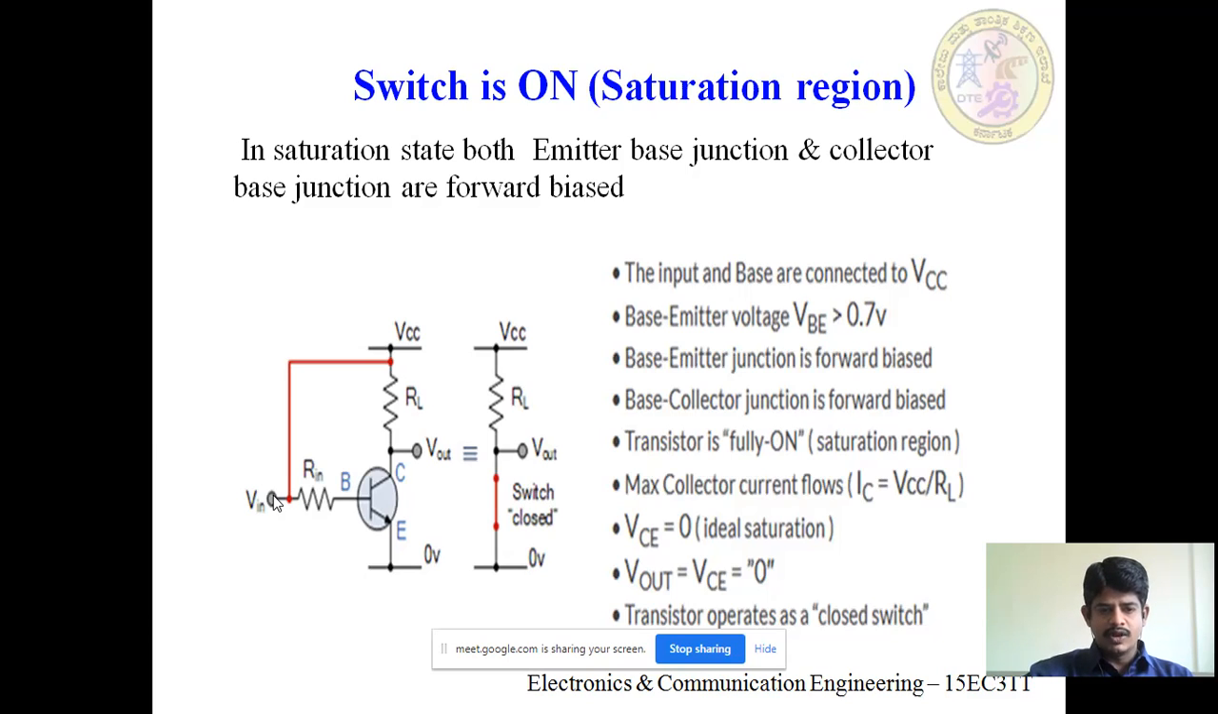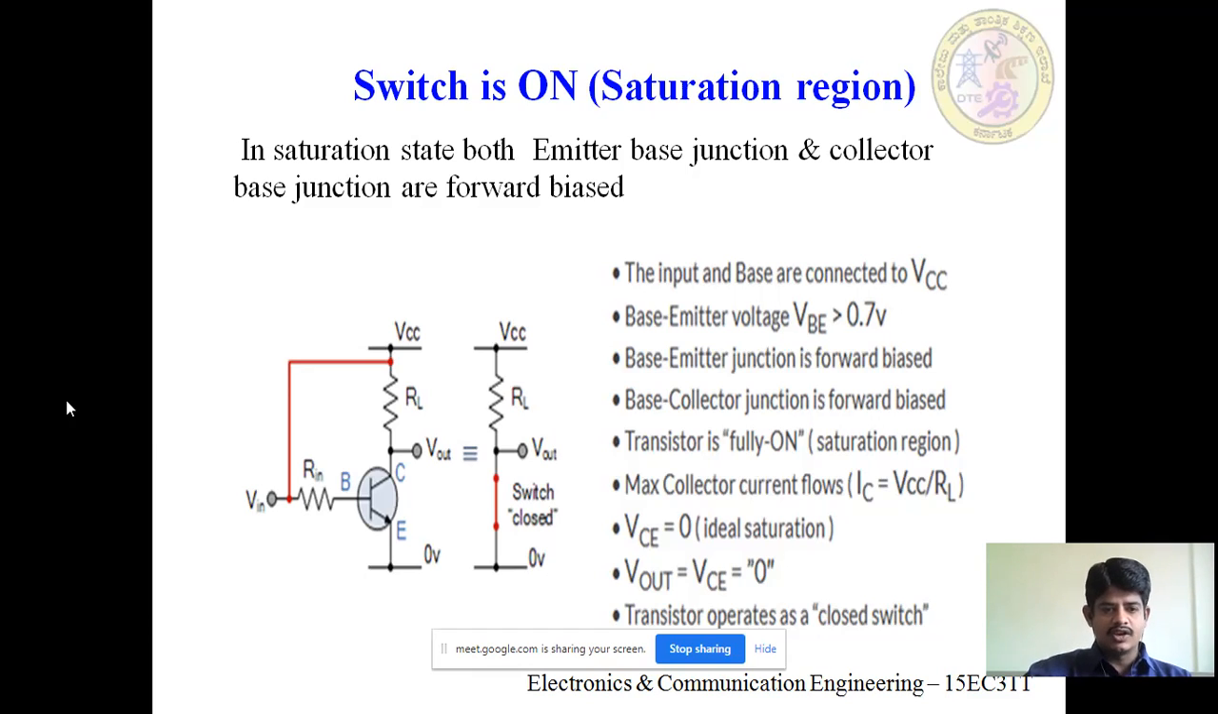Remember one thing: when we operate a transistor, we may have two voltages, one AC and one DC. AC is nothing but the input signal, the information signal you want to operate on, especially when you are using it as an amplifier and want to amplify the signal. To operate the transistor, you will be using the DC.